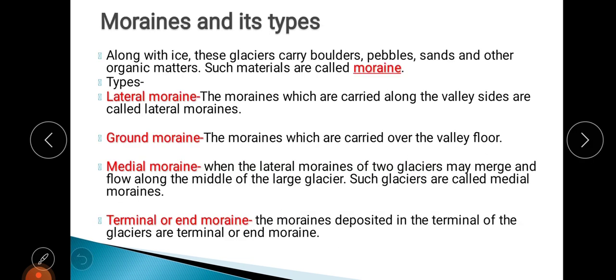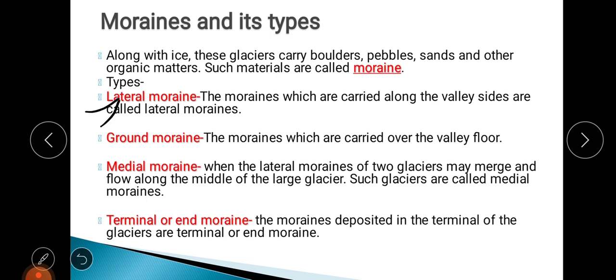Then you see moraines. Now you understand first what a moraine is. When the glaciers move, we know that these are basically ice, but along with this ice, some other materials, it might be boulders, pebbles, stones, sands, and other materials are carried along with the glaciers. These are called moraines. Because of the deposition of moraines, many types of moraines are seen in the glacial regions.